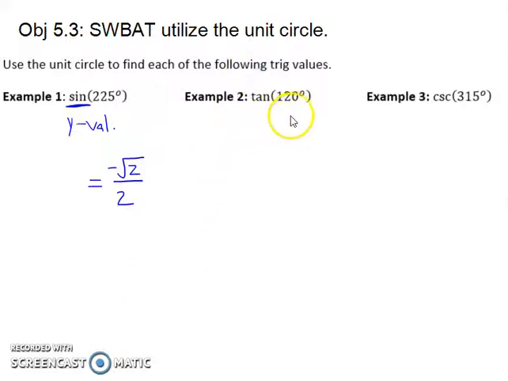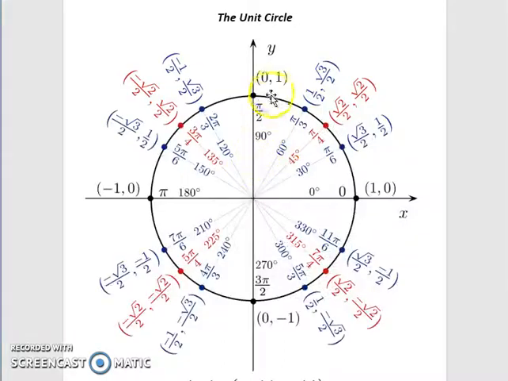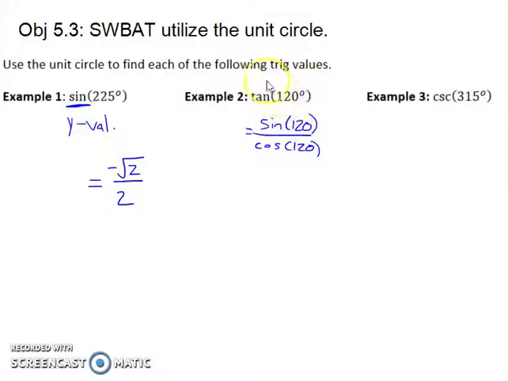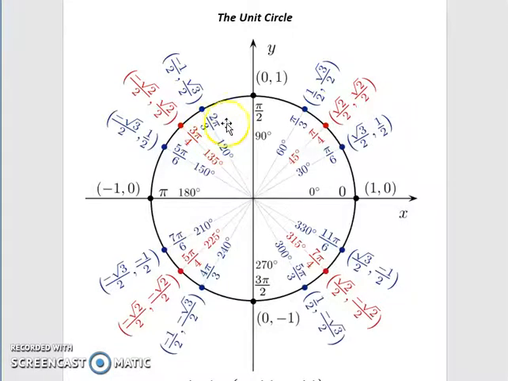Next part is tangent of 120. Now, tangent is sine of the angle over cosine of the angle. That's important because sine and cosine are the only things that the unit circle actually gives you. Every x value is a cosine and every y value is a sine. So that's what we need to know. 120 degrees is here. It's in the second quadrant. It's kind of like the higher number in the second quadrant.